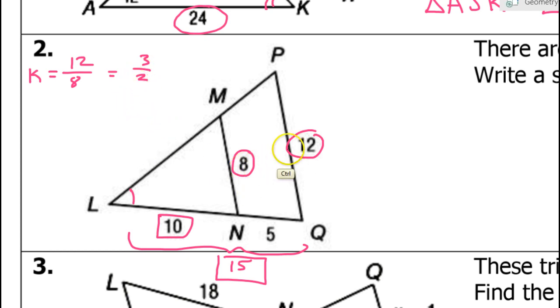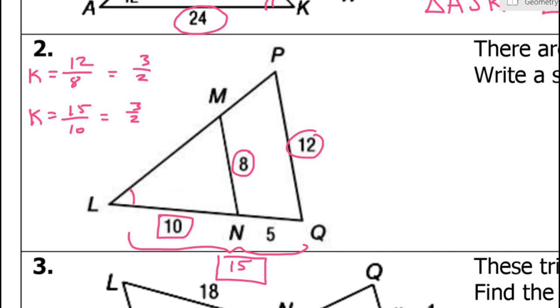Now, if I do the same thing, so I did the 12 and the 8, okay, so now I'm going to do the 15 and the 10, all right, for these corresponding sides. So if I do the 15 over 10, both of these are divisible by 5, and again, I'm going to get 3 over 2. So we are correct that these are corresponding sides and these are corresponding sides.